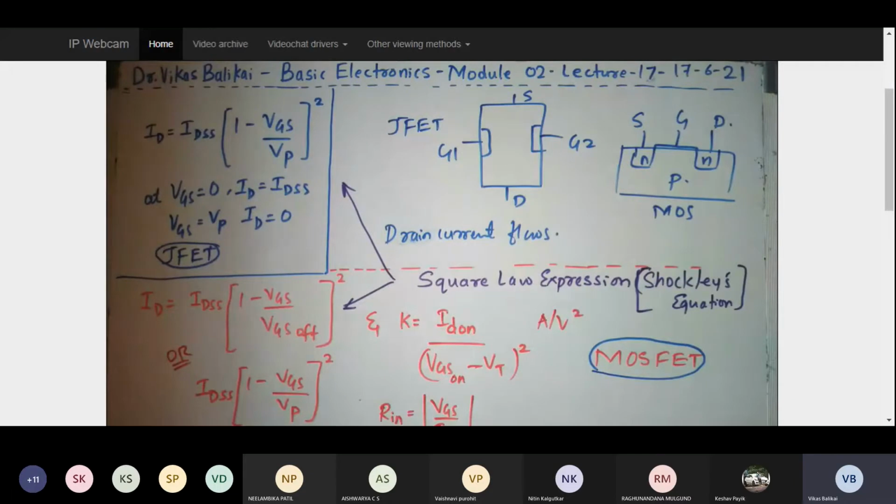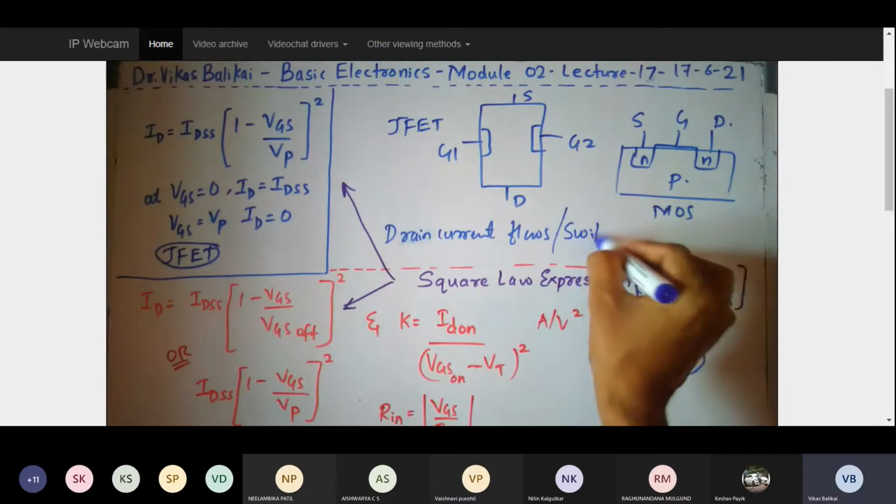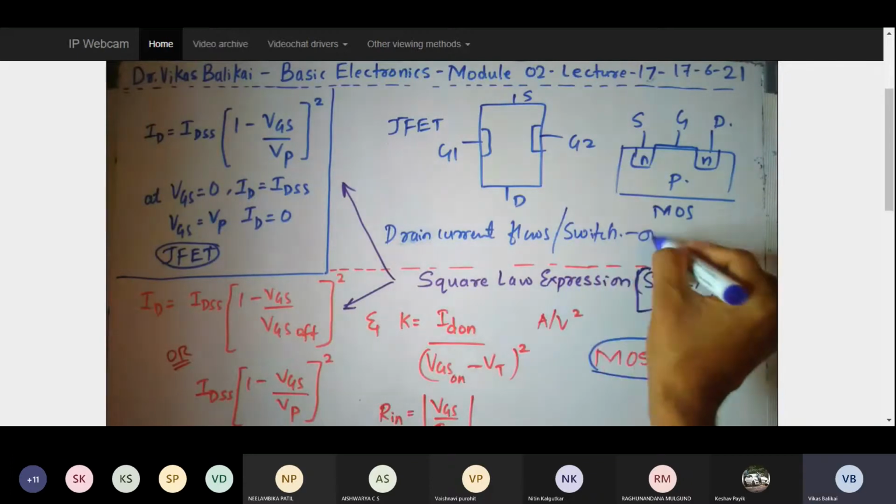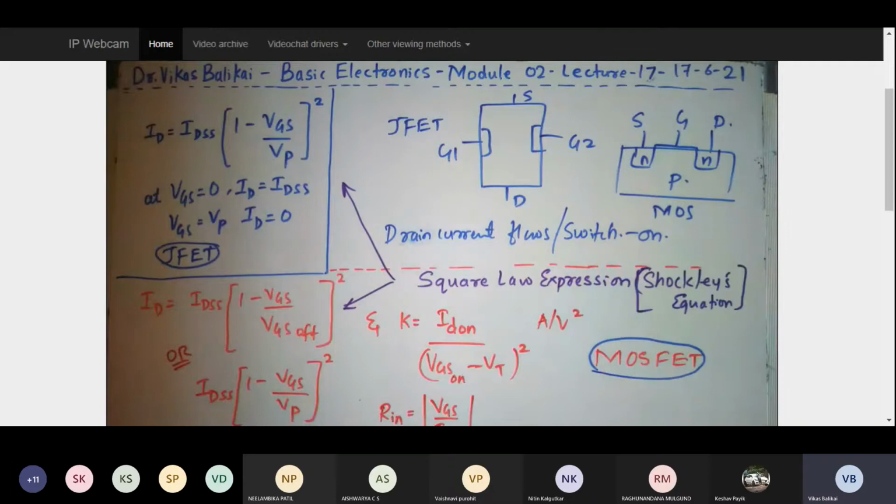And once the current starts to flow, I say that the JFET or MOSFET is behaving like a switch, or typically an on switch, because once it is on, current flows through the device. And now we understood when that particular device was on and when that device was off.